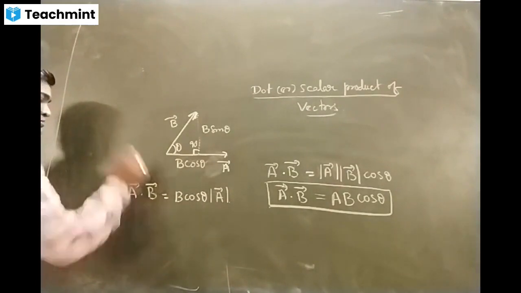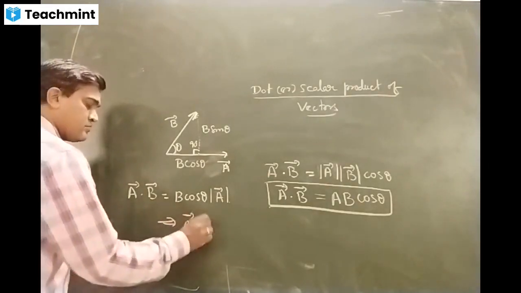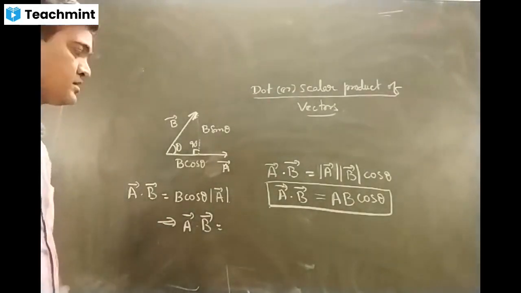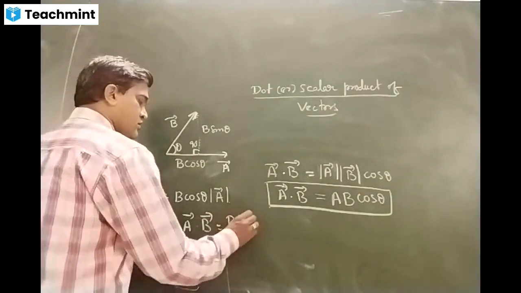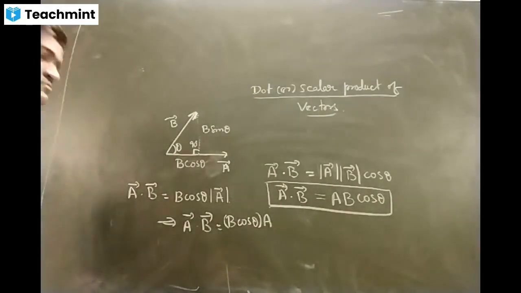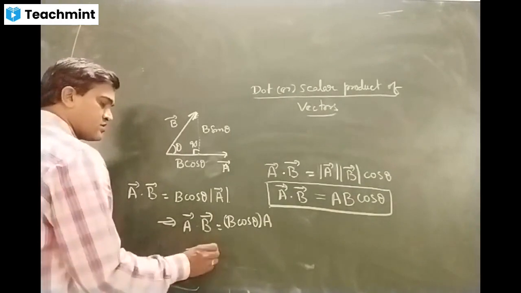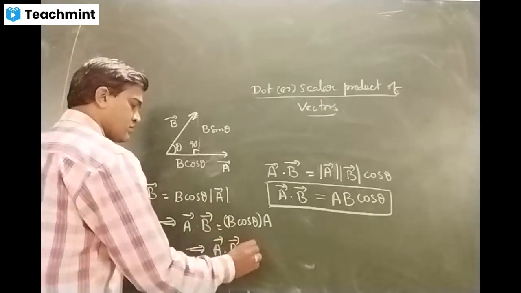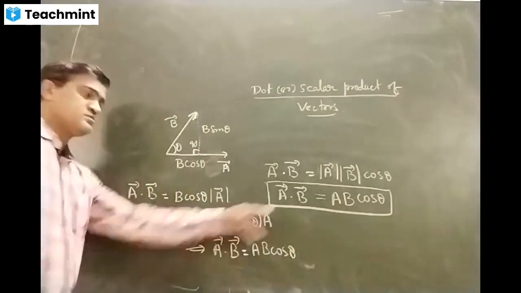A bar dot B bar. So now I can write A bar dot B bar is equal to modulus of A bar, which I can write simply as A, into B cos theta. So I can write B cos theta into A. Or simply I can write A bar dot B bar is equal to AB cos theta. This is the formula I got.